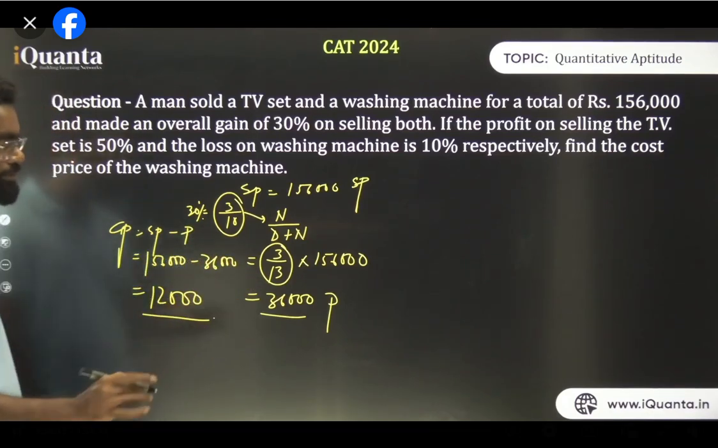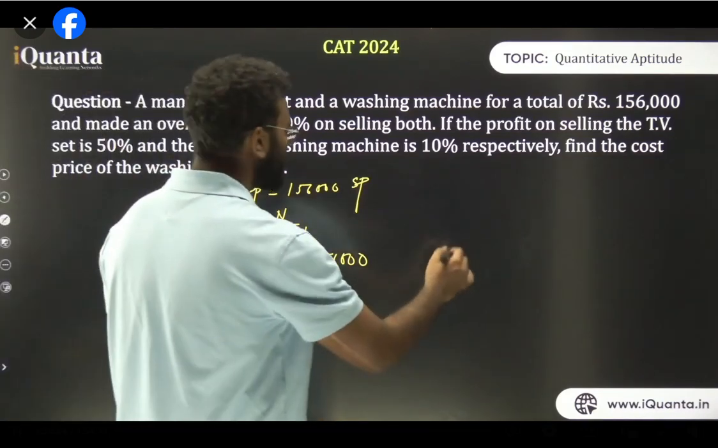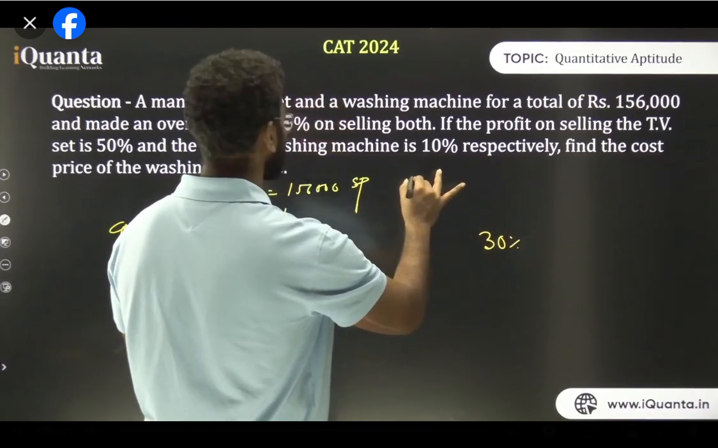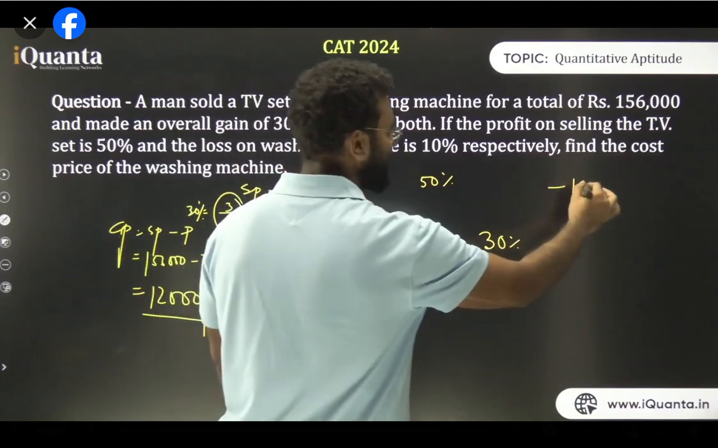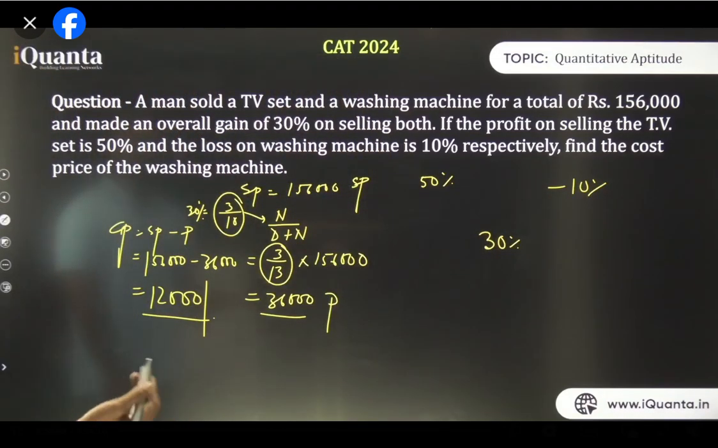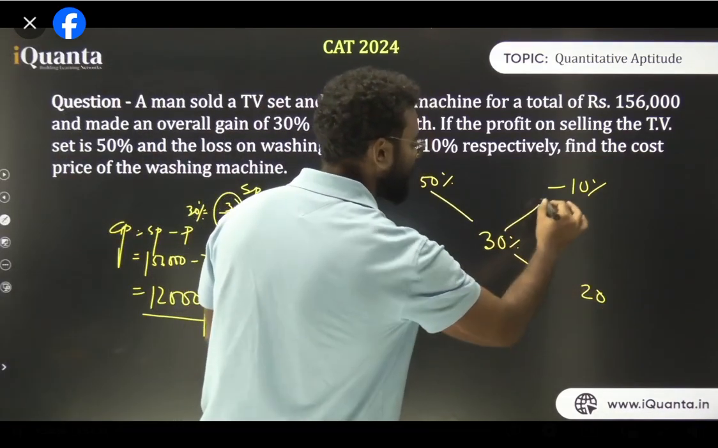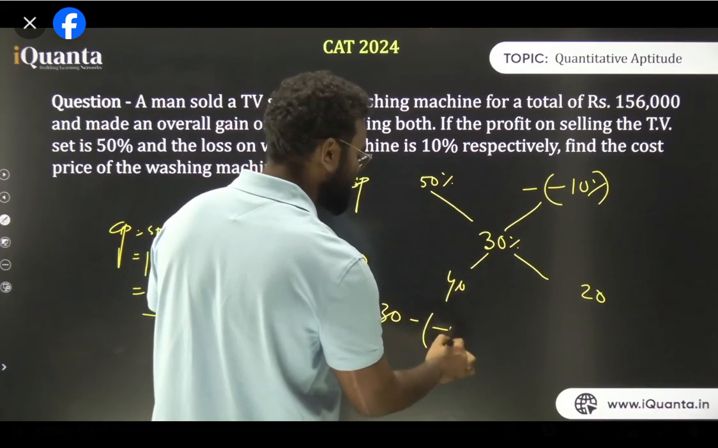Any step you are having difficulty with, we will discuss it again. So 1,20,000 is the cost price. Now his overall profit is 30%. In one case he made a profit of 50%, in the other case a loss of 10%, which is minus 10. For the TV he made a profit of 50%, so 50 minus 30 is 20. And 30 minus minus 10 is 40.